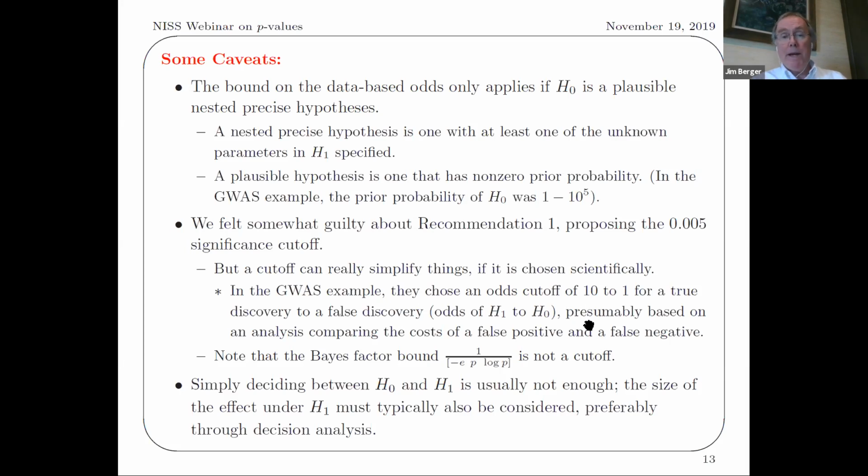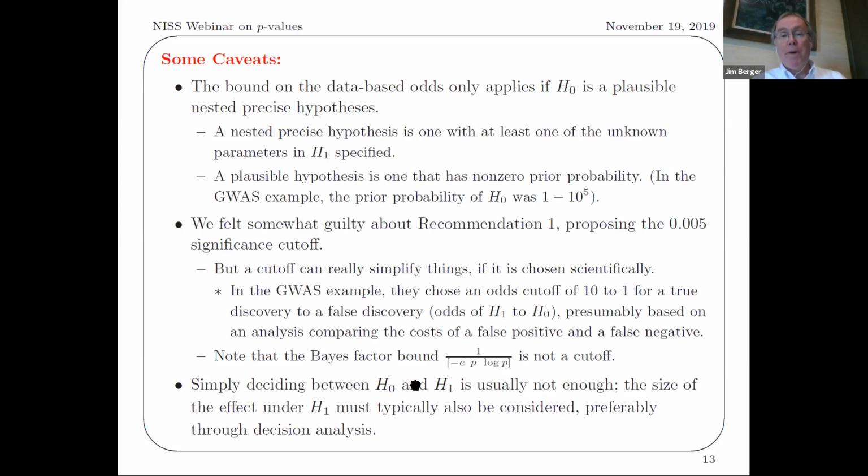And I presume they based that on an analysis comparing the costs of a false positive and the cost of a false negative. And then they judged that in all of their GWAS tests, they wanted 10 to 1 odds of a true discovery to a false discovery. I don't see anything wrong with that. If a cutoff is set up based on essentially a scientific decision analysis, to me, that's perfectly fine. It just simplifies things for the scientists in the future.